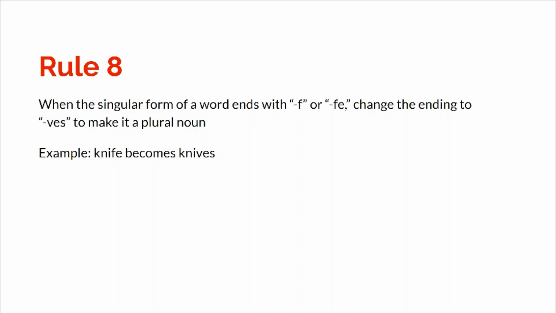Rule number 8. When the singular form of a word ends with F or FE, change the ending to VES to make it a plural noun. For example, the word knife. Knife is spelled KNIFE. However, in its plural form, it becomes KNIVES, knives. That's because knife ends in FE, which changes according to this rule.